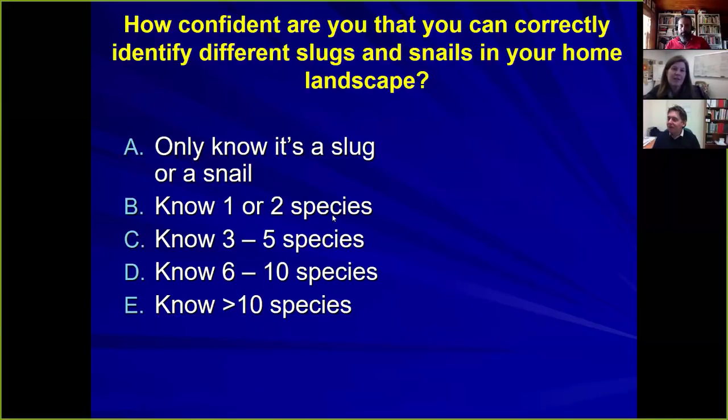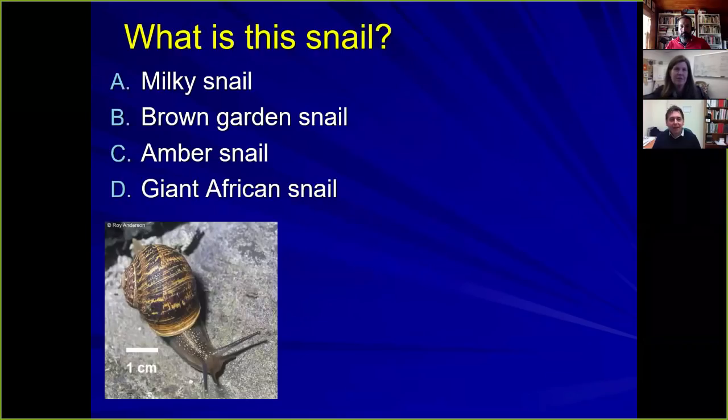So most of you are only confident you know it's a slug or a snail, 73%. One or two reckon you know one or two species. So what I'm going to do now is test you to see how many species of slugs and snails you know.